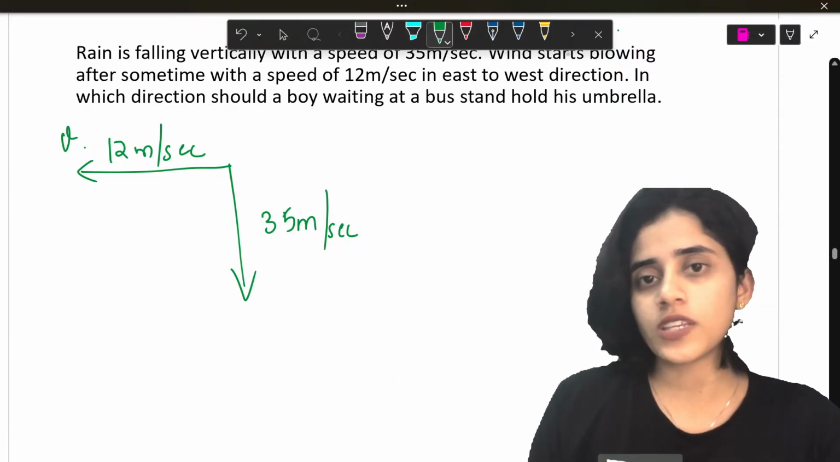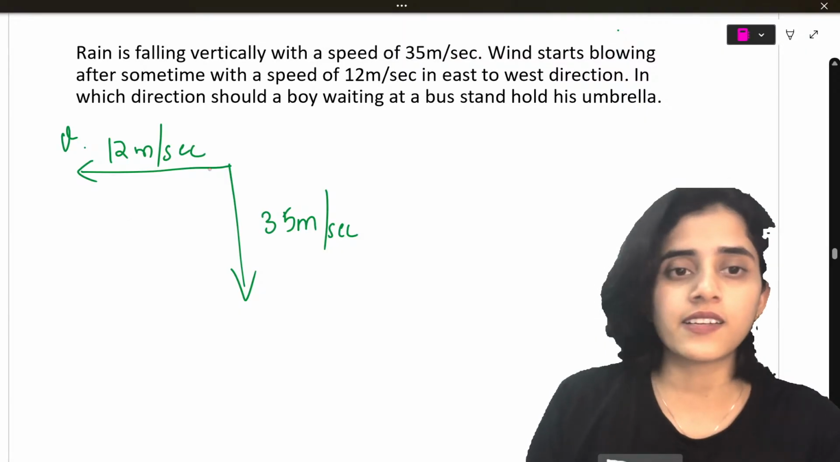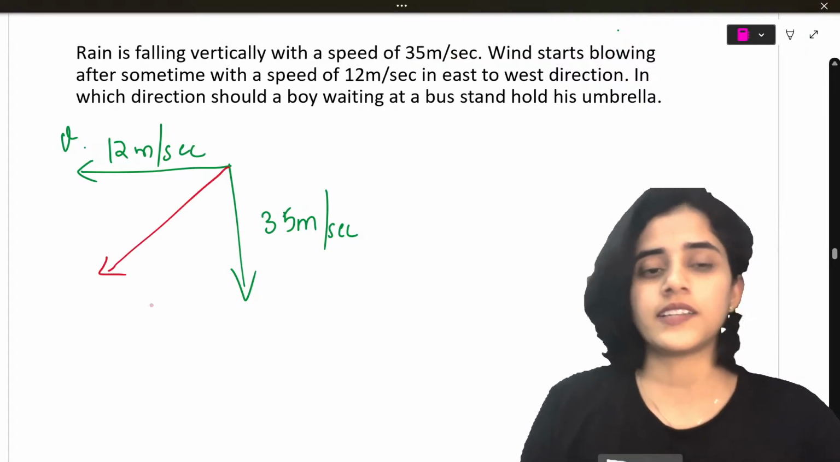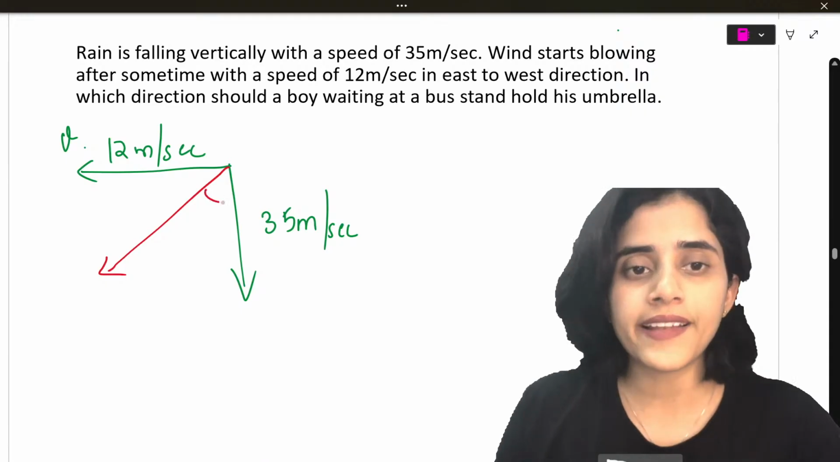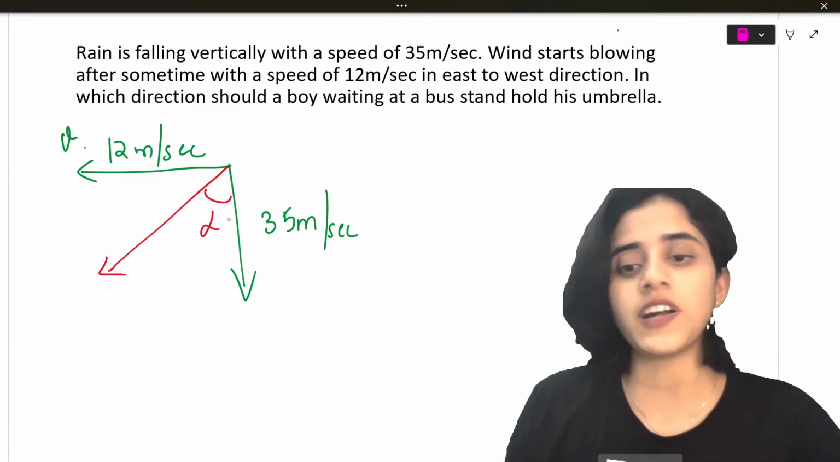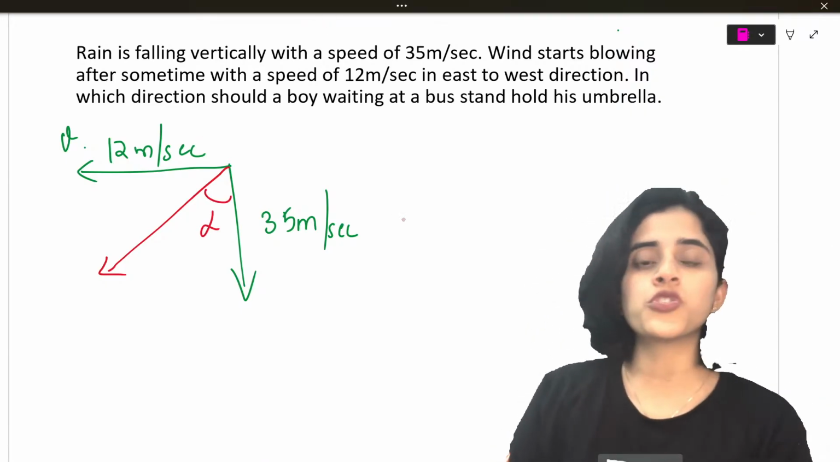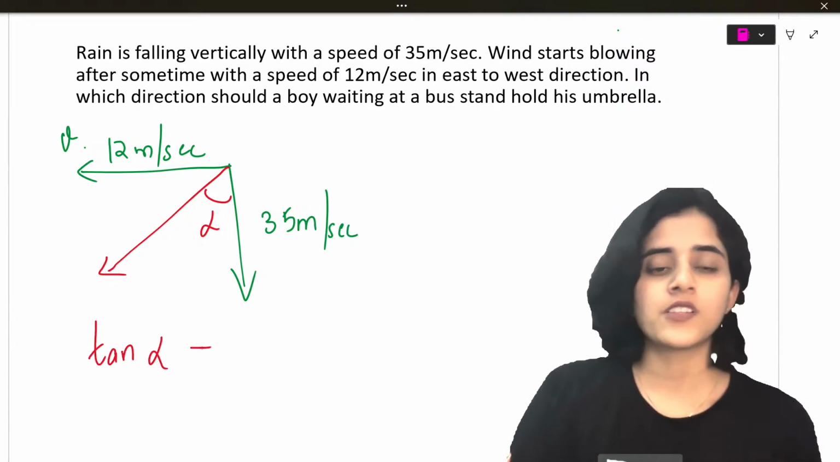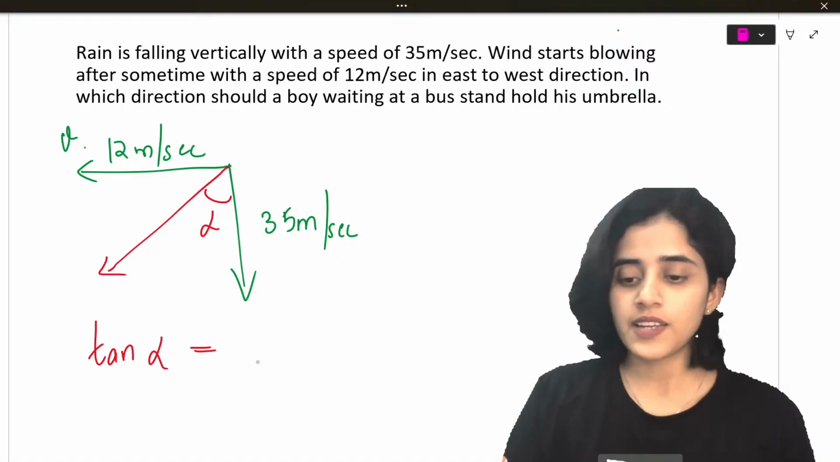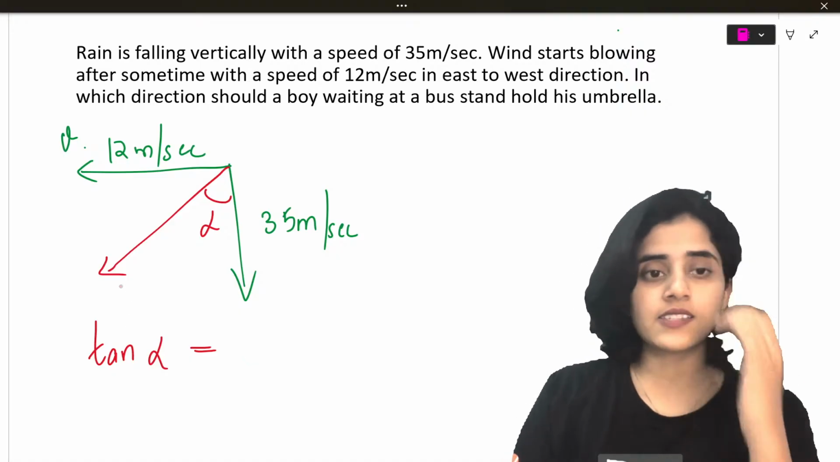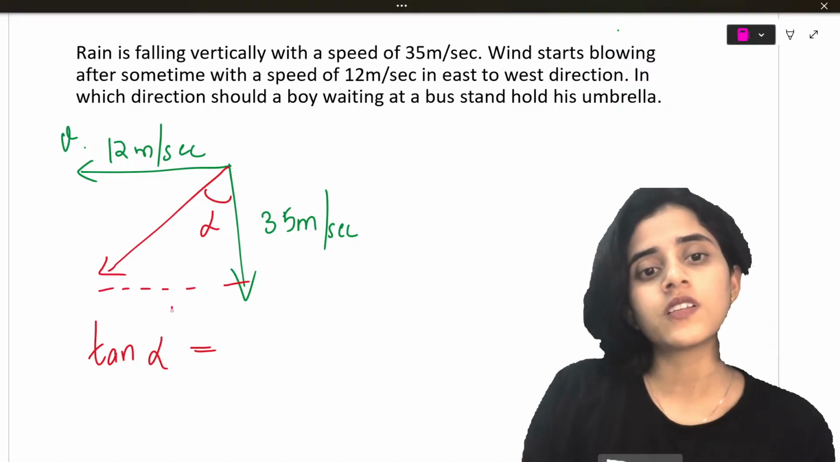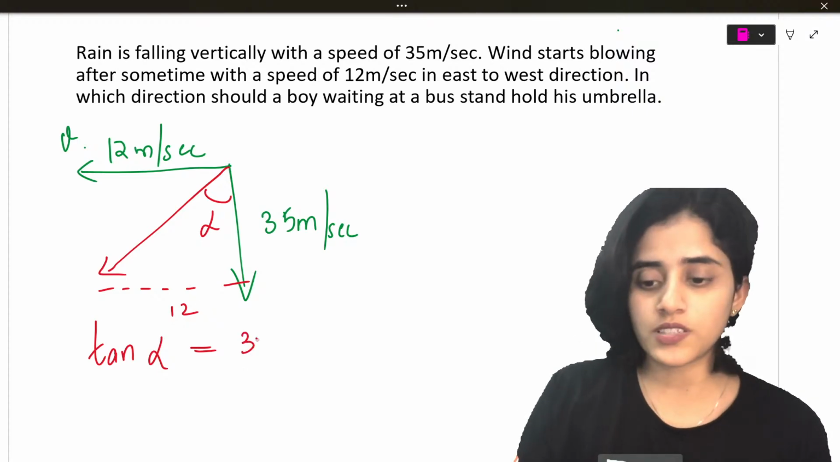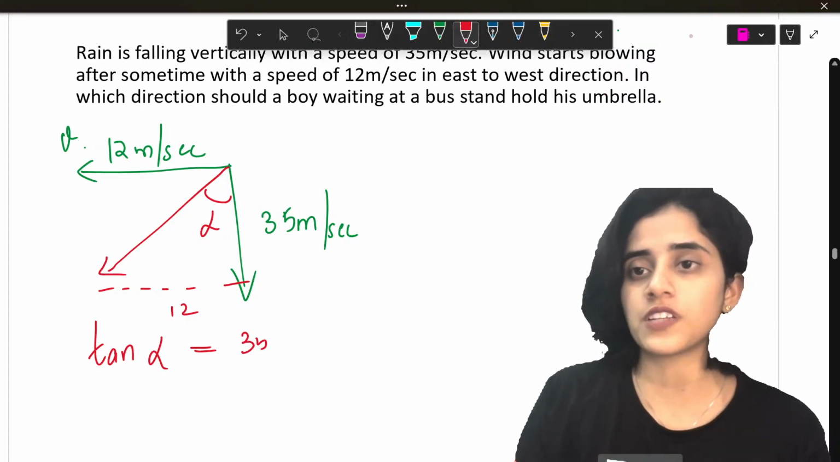So what is the resultant here? This is the resultant, and let's say this is alpha. You should find out the angle at which he should hold the umbrella. So tan alpha is what? Tan alpha is opposite by adjacent. So that is 12 by 35.